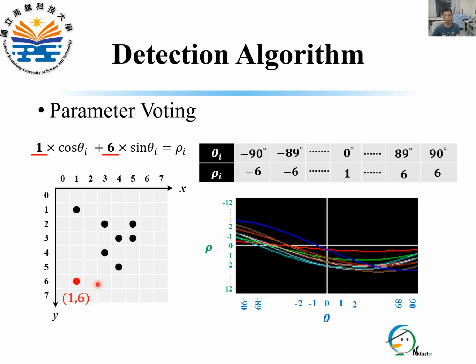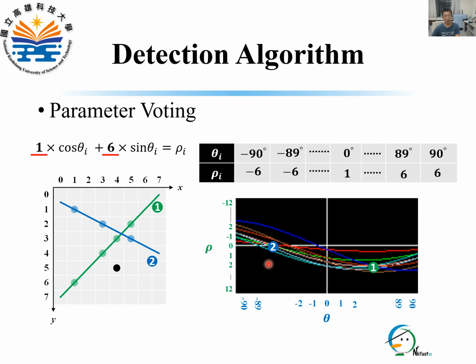After visiting all boundary points, we have all voting curves of them as shown in this figure. The parameter values of these two bins that most curves intersect determine two detected lines in the image respectively.